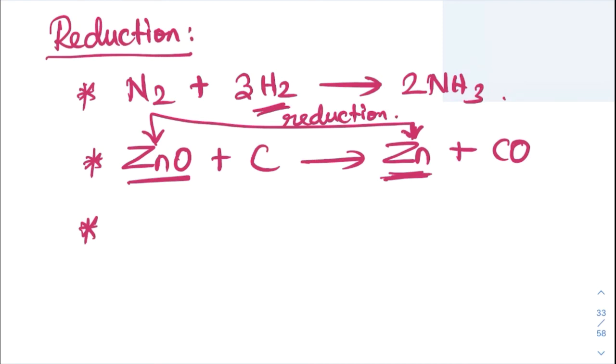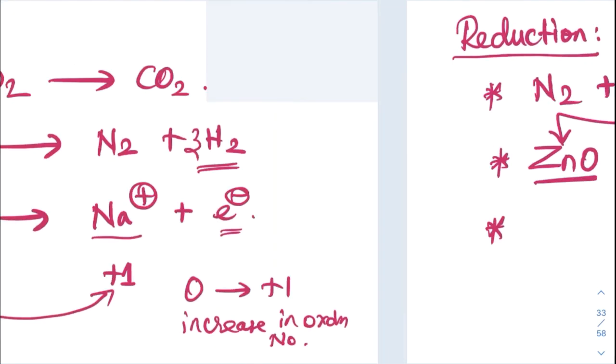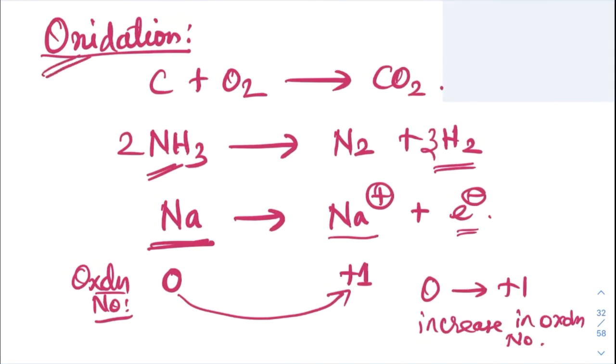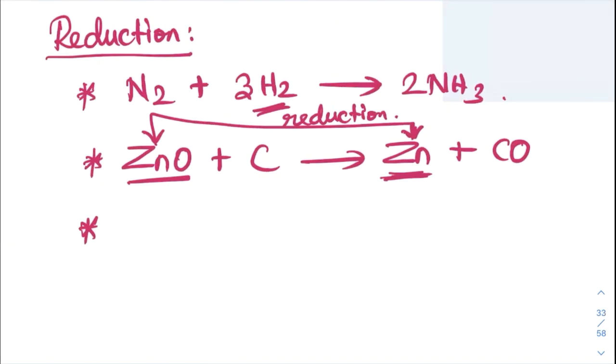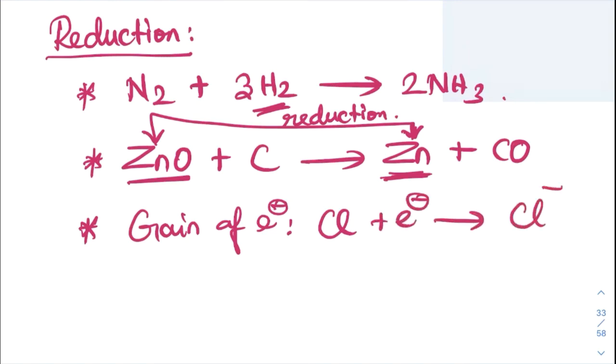Next one, the electron concept of reduction. Here, loss of electron we said is oxidation. So what do you mean by reduction? Gain of electrons. Gain of electron is known as reduction. Example, chlorine gains an electron to become Cl minus, that is chloride ion. Chlorine atom gains one electron to become chloride ion. This is an example for a reduction reaction.